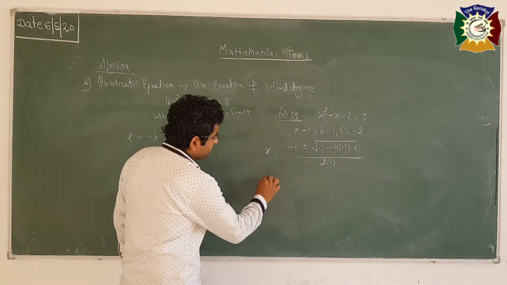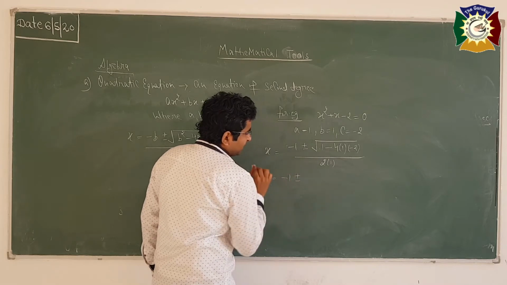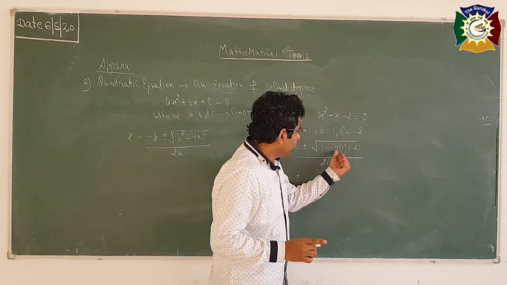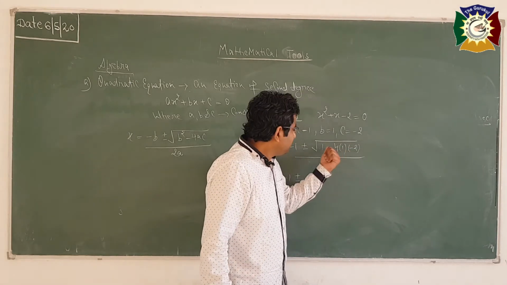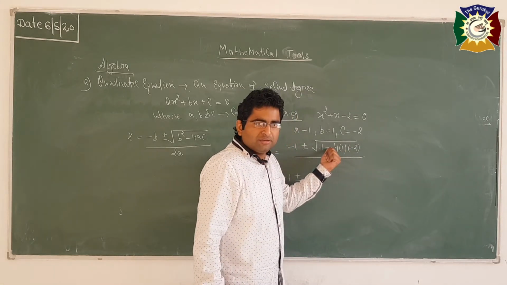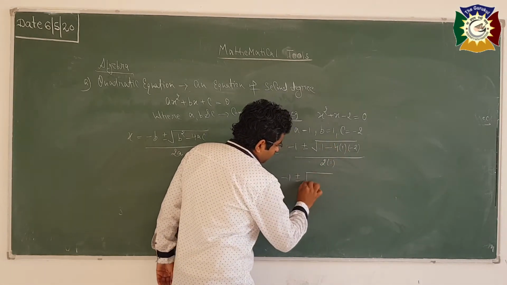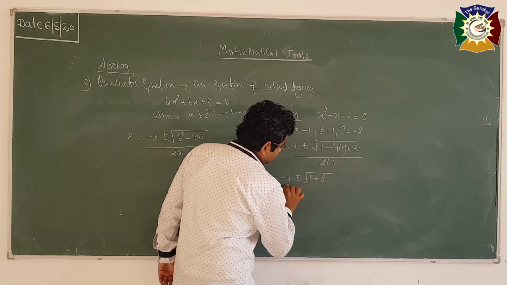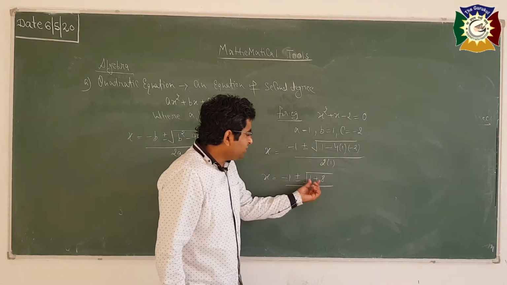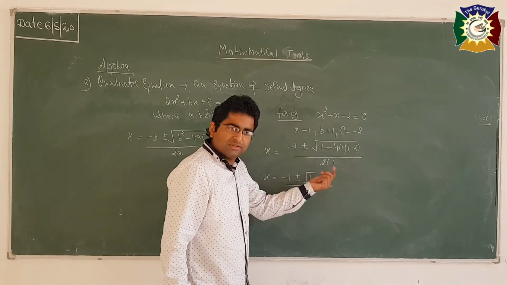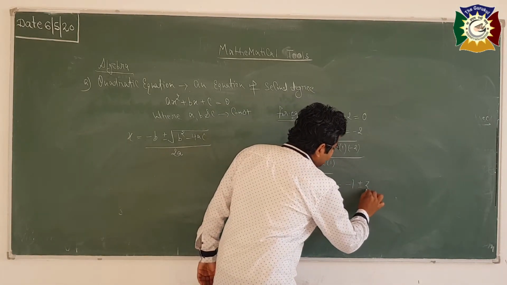Okay, now x is equal to minus 1 plus minus under root. Look, 4 into minus 2 is minus 8, and with the minus in front it will become plus 8. So 1 plus 8 divided by 2. Okay, it will become under root 9, which is 3. So I can write it as minus 1 plus minus 3, divided by 2.